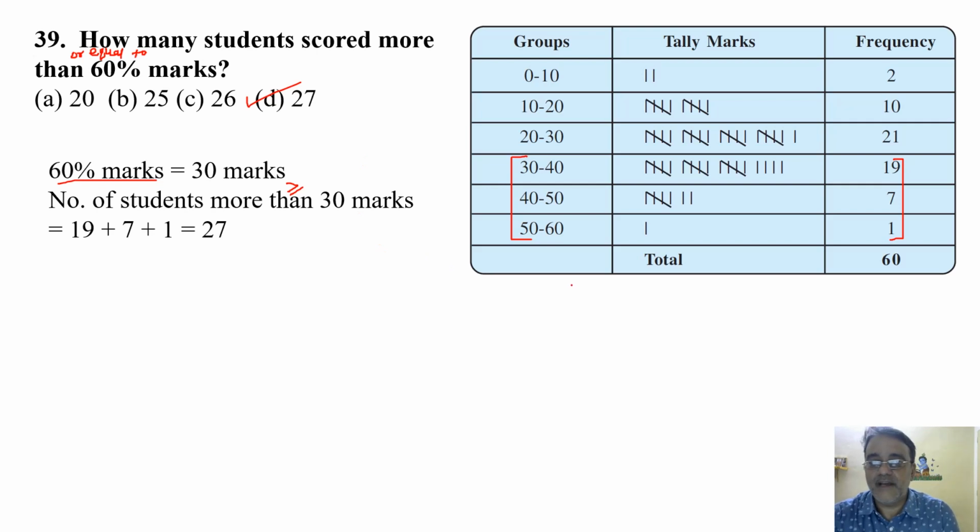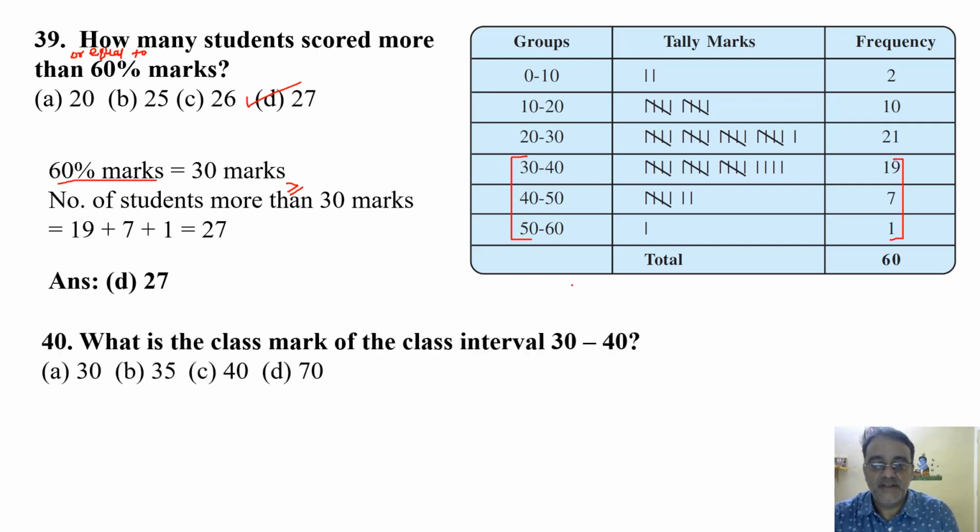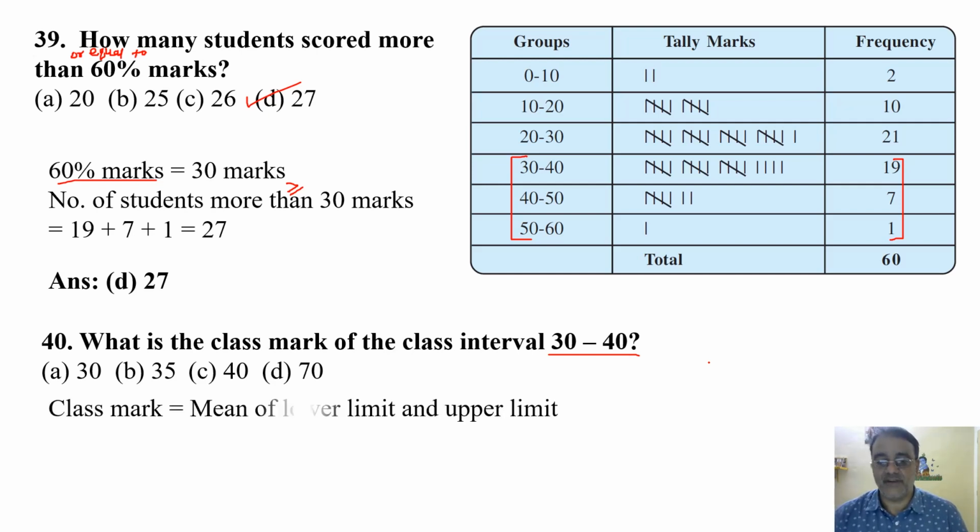So now we are moving toward the last question of this paper. What is the class mark of the class interval 30 to 40? So how do we find the class mark? Add both and divide by 2. So that is the mean of 30 and 40. So what is 30 plus 40 by 2? 35. 35, right. So the correct answer is Option B. So this is the last question of the sample paper. So that's all for today's session. Thank you very much.